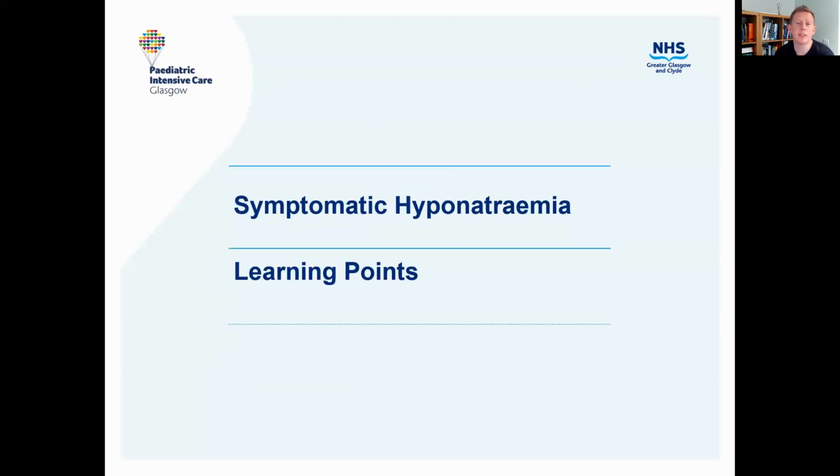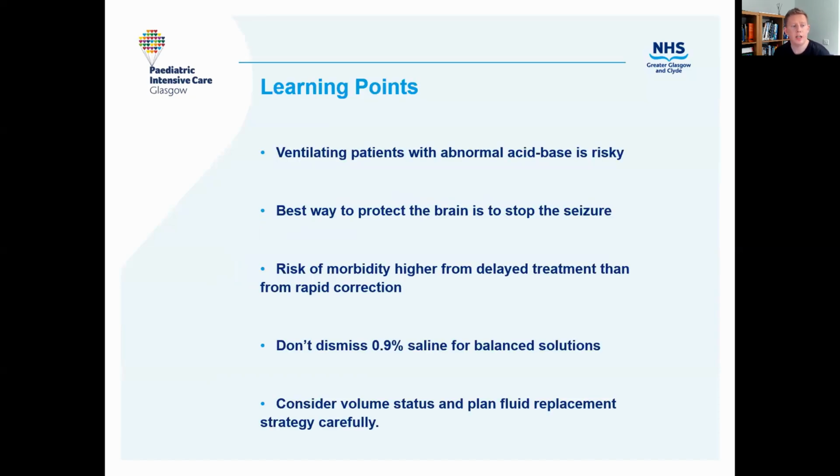So I'd like to finish by mentioning a few key learning points for me whenever I reflect on cases such as this. And the first thing is that ventilating patients with abnormal acid base is risky. Now, you may have to do it, but it's just an extra consideration, and I would think very carefully about doing it. The best way to protect the brain in these cases is to stop the seizure. And it's important to recognize that in situations of hyponatremia, the way you stop it is to correct the sodium rather than working through lots of other anti-epileptic drugs. The risk of morbidity is higher from delayed treatment than from rapid correction of the sodium, and that's really important. But that does not take away the risk of continued rapid correction in your serum sodium.